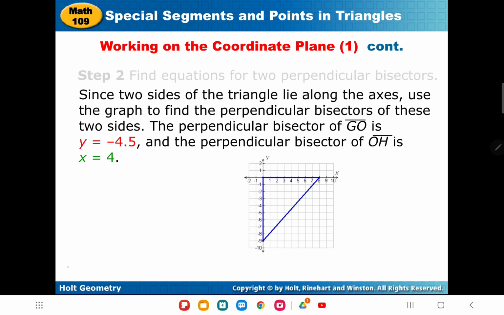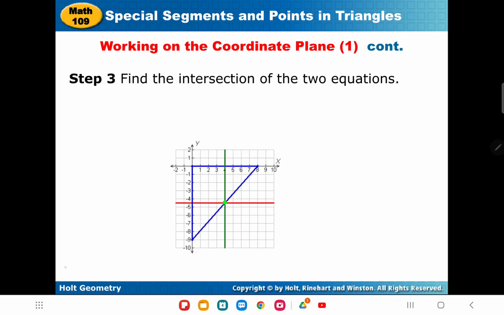And there's my equations for the two perpendicular bisectors. So my first one is here at y equals -4.5. And my second one is here at x equals 4. Now, that is going to really be enough for me to find my circumcenter, but I am going to graph the perpendicular bisector of my other side anyway.